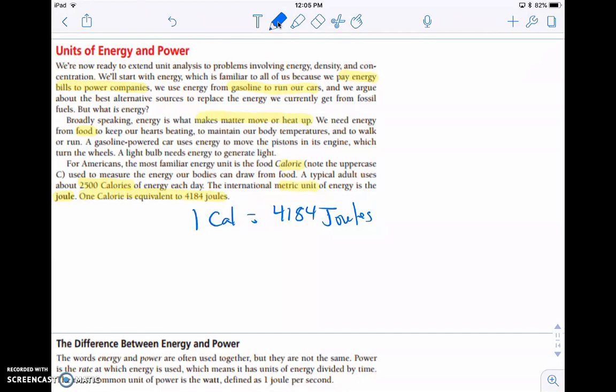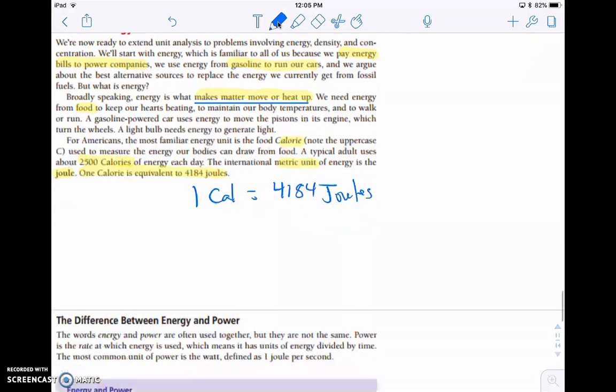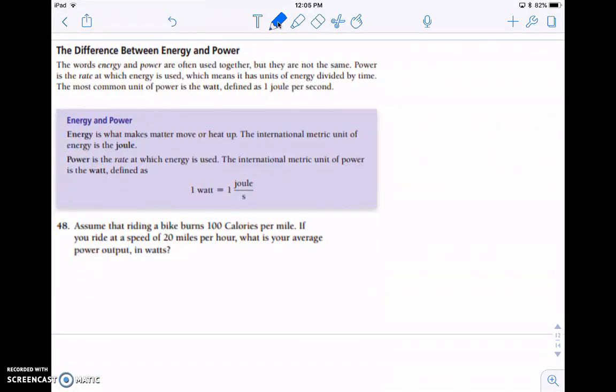Calories and joules tend to be what we use the most when we're dealing with Americans and food, or the international stage. The other key point there was that energy is what makes matter move or heat up. That's the foundational definition of energy. Now, there's a difference between energy and power. Sometimes these things are often used together, but they're not the same. Power is the rate at which energy is being used.